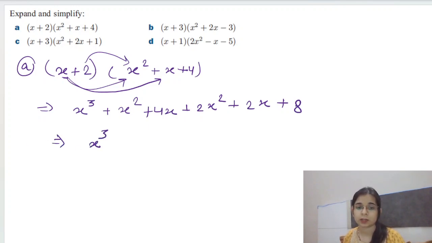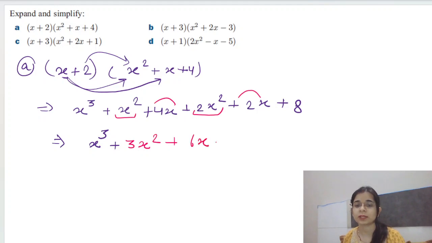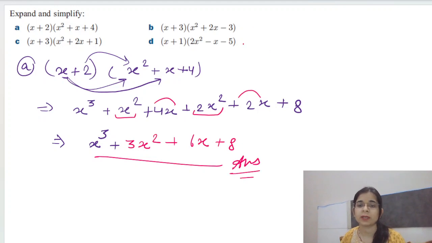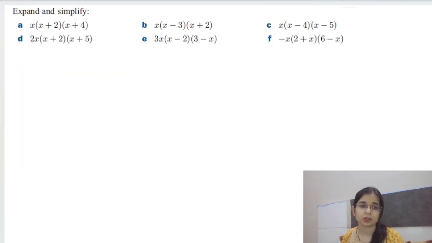Now this is x cube plus, now you can see here, this x square and this 2x square are like terms. You are going to add them, so this will give you 3x square. Now this 4x and 2x again are like terms, so 4 plus 2, 6x plus 8. So this will be the answer for this question. Likewise you can solve the other expressions as well. So here also we have 3 expressions in the multiplication, nothing to worry about. We are going to solve the D question for you.